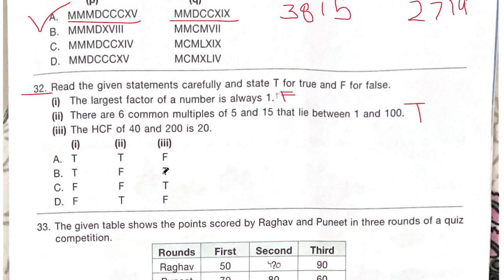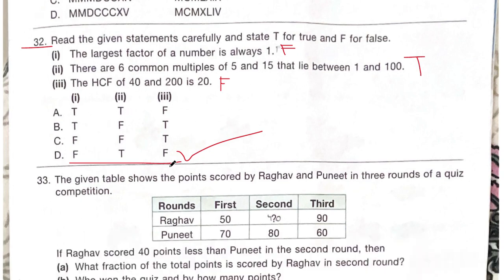Third is, the HCF of 40 and 200 is 20, which is a false statement. The HCF of 40 and 200 is not 20. So it is F, T, F. Here option D. We should select option D for this particular question, because this is false, true and false.